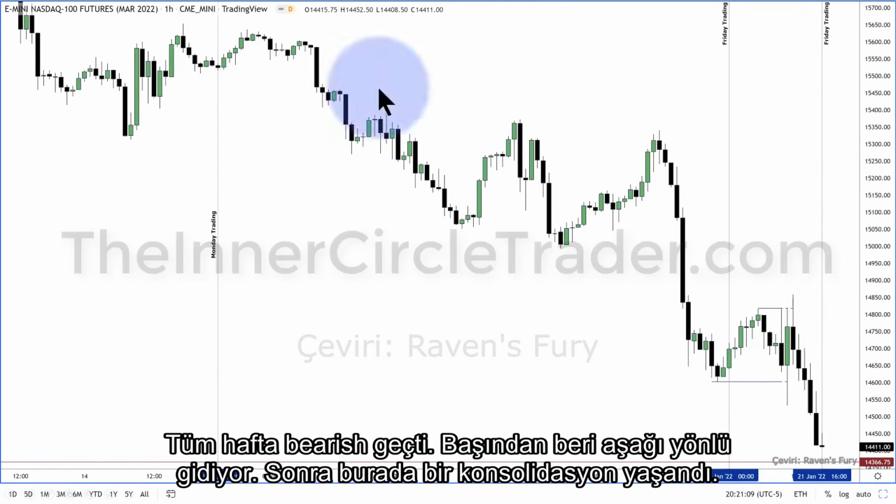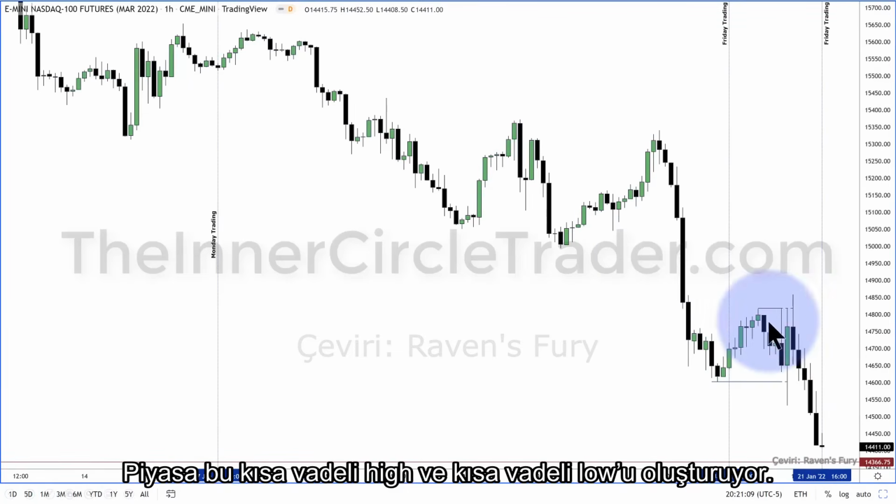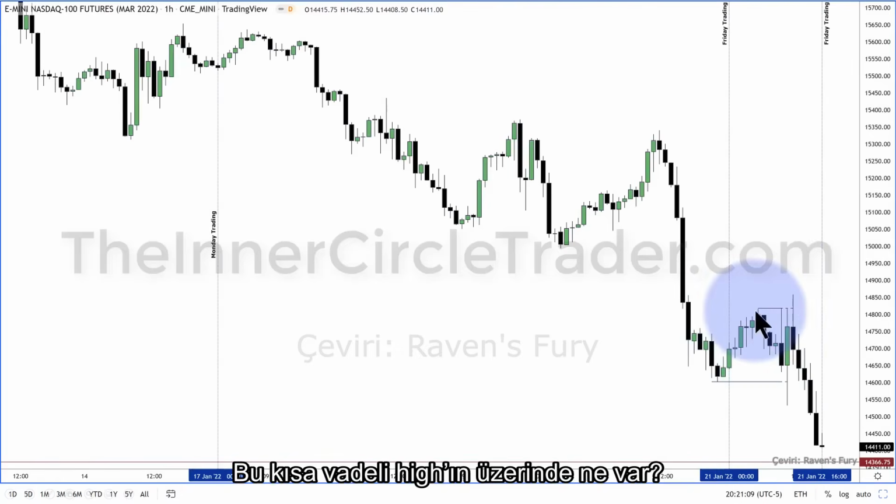The entire week has been bearish. Okay, it's been going lower since the beginning. Then we had consolidation in here. The market creates this short-term high and this short-term low. What rests above that short-term high?